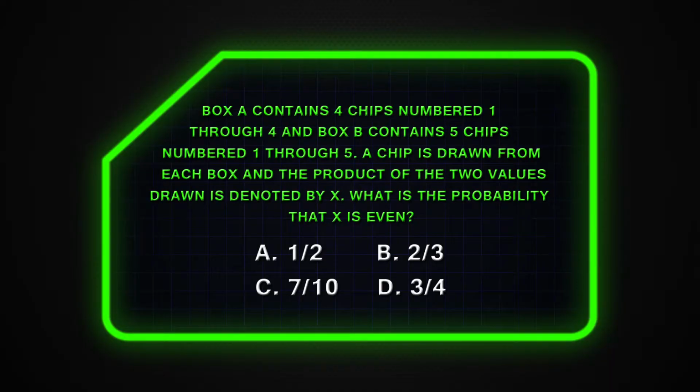Box A contains 4 chips numbered 1 through 4, and box B contains 5 chips numbered 1 through 5. A chip is drawn from each box, and the product of the two values drawn is denoted by X. What is the probability that X is even?